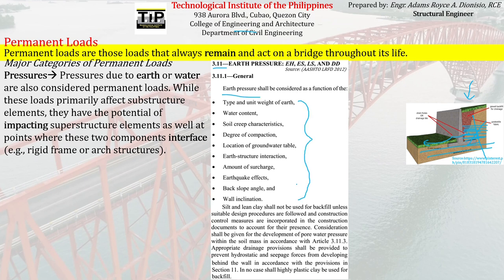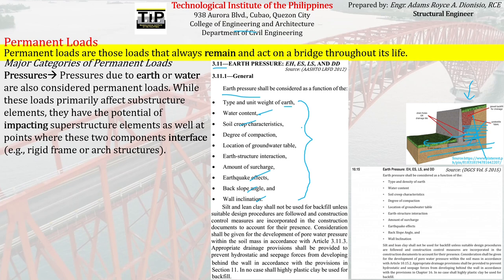Okay, so sabi niya nga dito, yung earth pressure, magnitude niyan, can be affected by the type and unit weight of the earth. Yung water content niya, soil creep, wall inclination, box slope angle, earthquake effect, etc., etc. Okay. So that is the corresponding provision for earth pressure, if you will refer to AASHTO. If you will refer to DGCS Volume 5, 2015, Section 10.15, that is actually dedicated as well to earth pressure. You can see there that there is a similar provision as this.